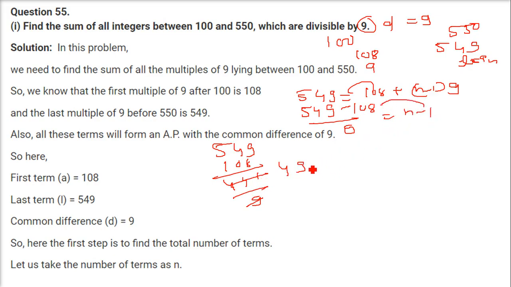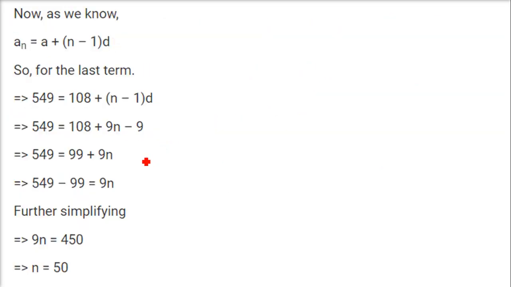So just take minus 1 also. So it will be plus 1, and becomes 50. So n is 50 here. Now the sum of the terms.